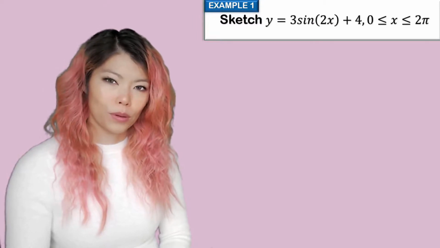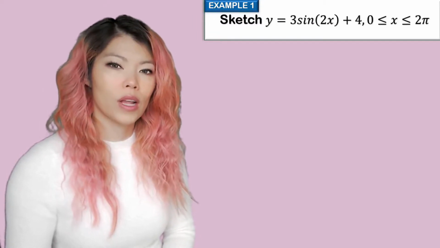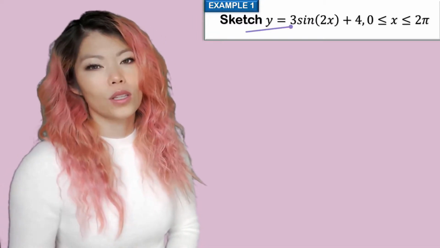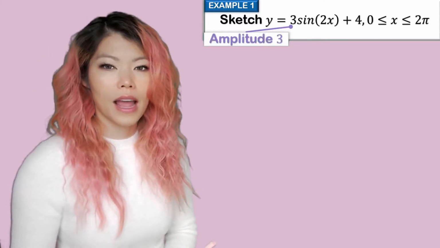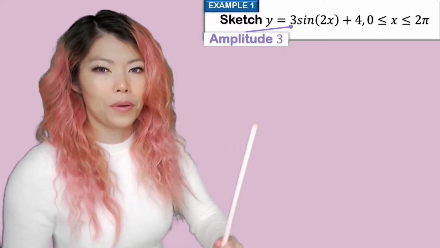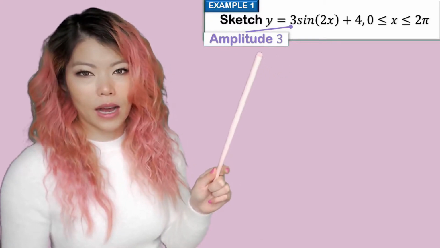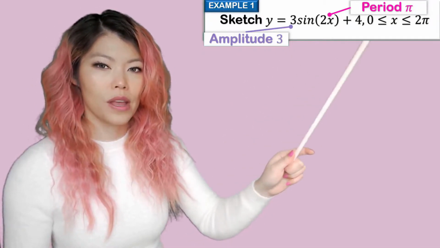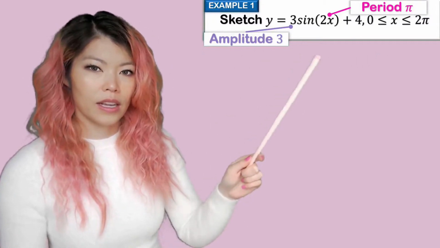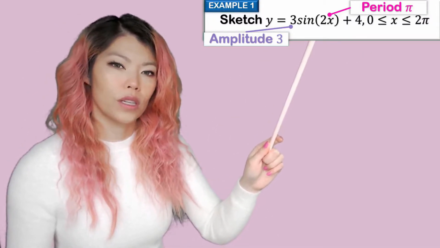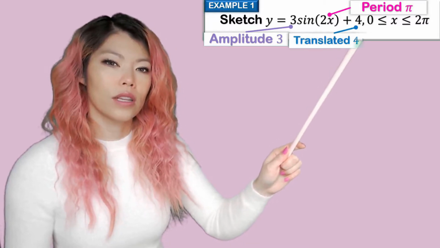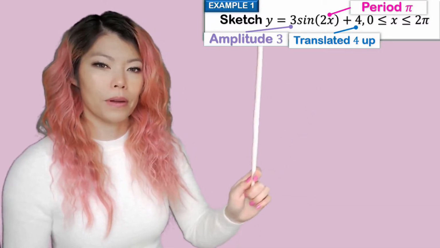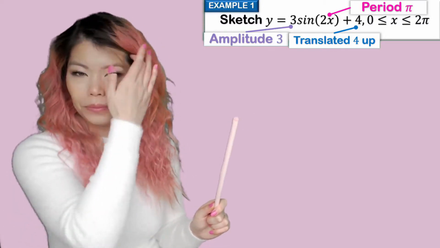Let's do an example. Sketch y equals 3 sine 2x plus 4. So what does the 3 tell us? It is the amplitude of 3. Usually the range is between 3 and minus 3, but we also have a translation. So let's do the other values first before we do the range. The period is 2 pi on 2, which is pi, and the 4 is a translation of 4 up, or in the vertical direction.